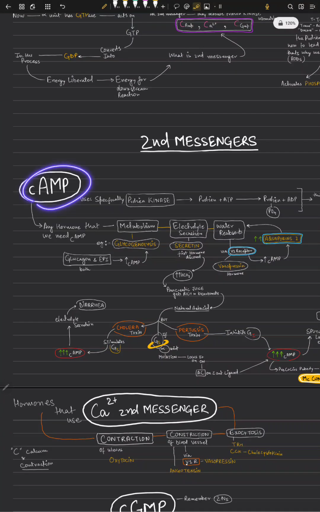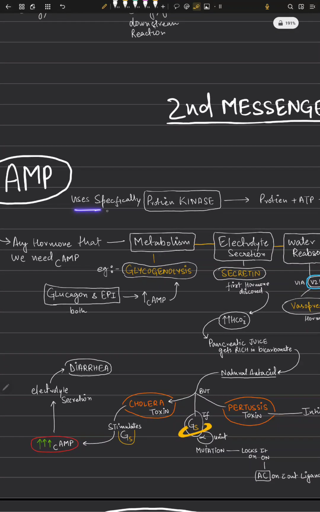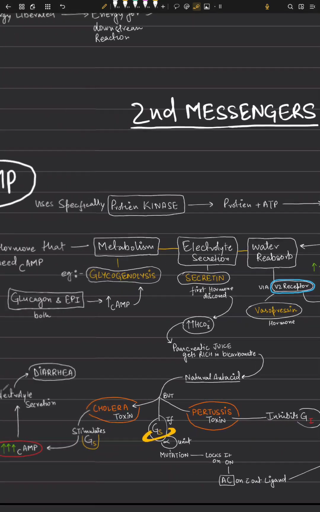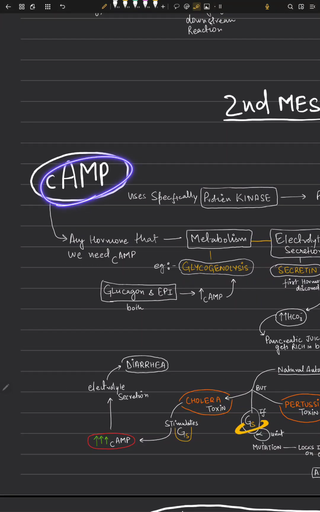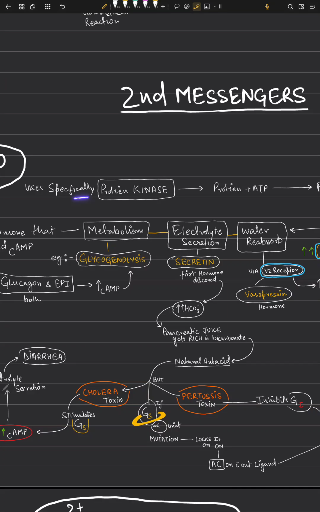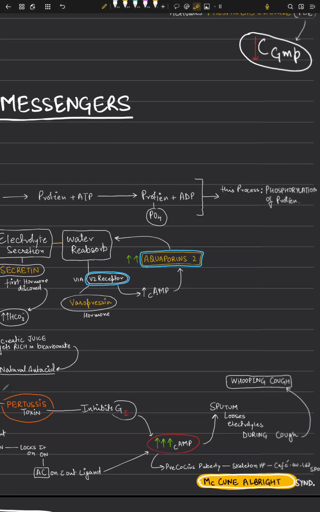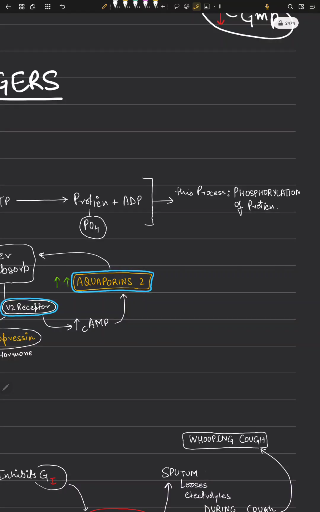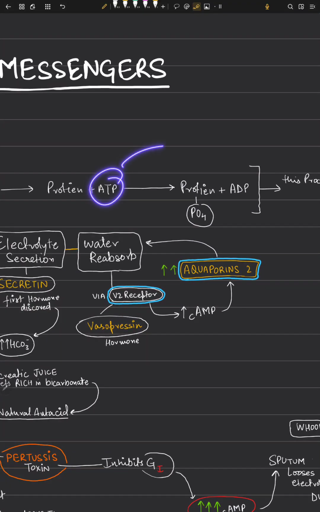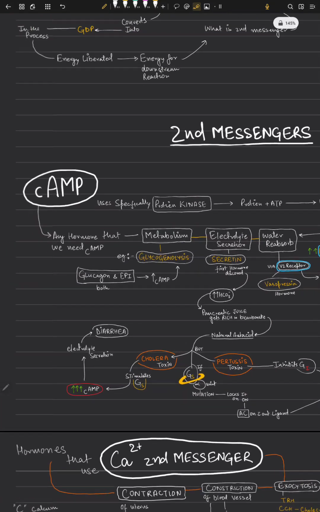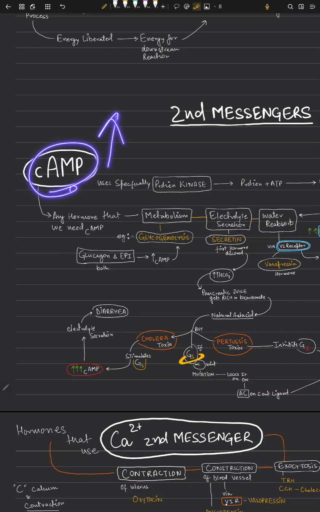Let's first talk about cAMP. cAMP uses protein kinase, and this is what happens after cAMP. Protein kinase adds phosphate from ATP to protein, so this is phosphorylation of protein. The PO4 is attached to protein, and the ATP turns into ADP after the cAMP level rises.